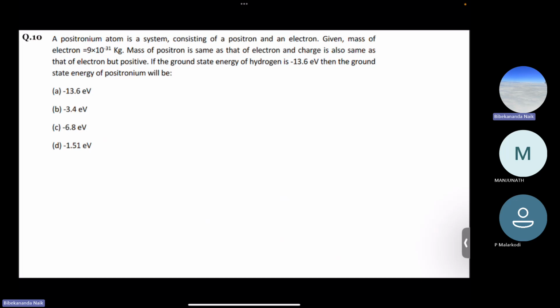option C minus 6.8, option D minus 1.51 eV. So if you remember the expression for energy, can you tell me what was the expression for energy of the electron in hydrogen atom? It was m Z square e to the power 4 divided by n square h square epsilon 0 square. Is it not?